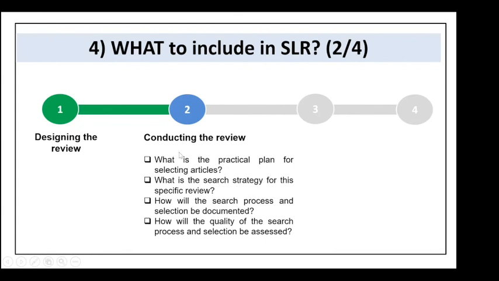The second step is conducting the review. This is where you need to bring in the PRISMA protocol. You need to have a practical plan for selecting articles. You need to clearly highlight the criteria for including and excluding documents. What search process do you apply in your searching? How can this process help you identify quality articles? So this is about conducting the review.